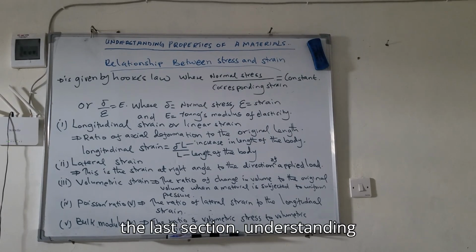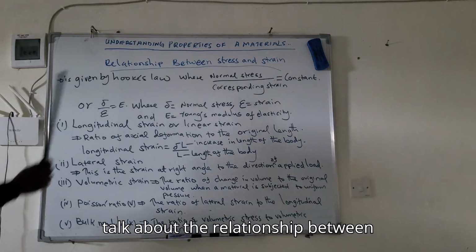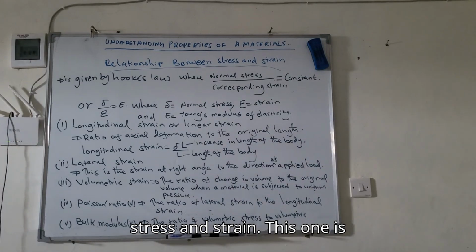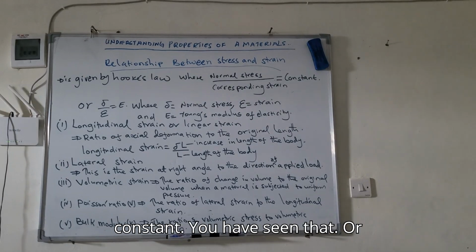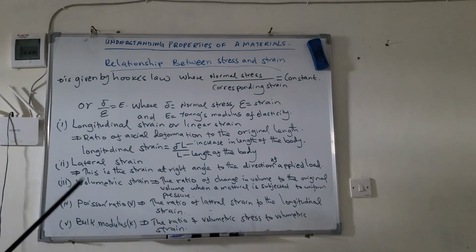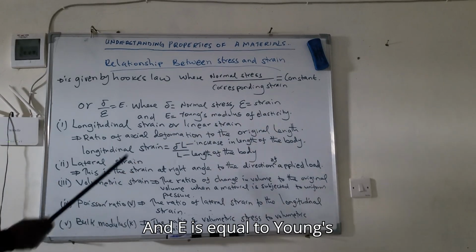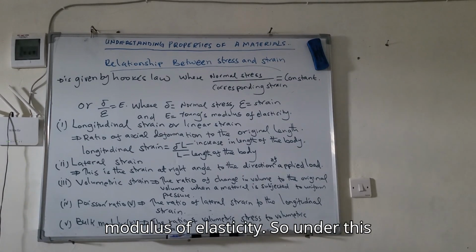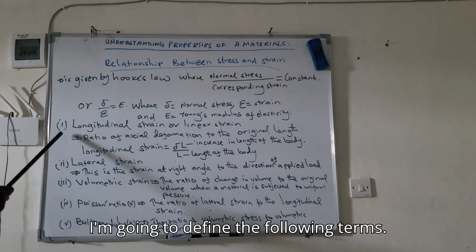The last section, under understanding properties of a material, I'm going to talk about the relationship between stress and strain. This one is given by Hooke's law, whereby the normal stress over corresponding strain is equal to a constant. You have seen that. Or stress over strain is equal to E, where sigma is equal to normal stress and E is equal to Young's modulus of elasticity. So under this relationship between stress and strain, I'm going to define the following terms.